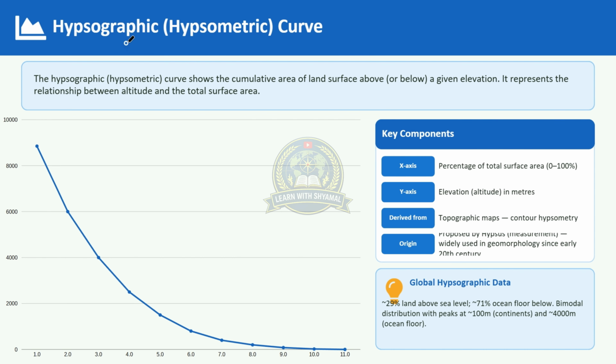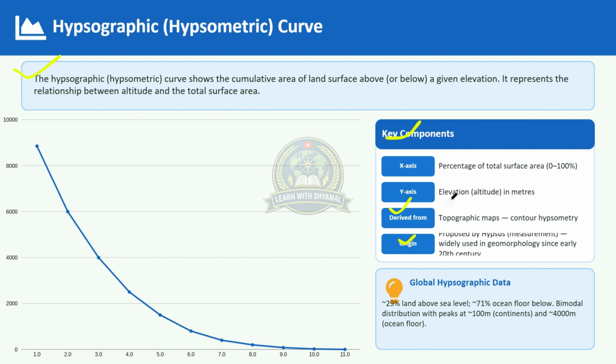Okay, then hypsographic curve, hypsometric curve. The hypsographic or hypsometric curve shows the cumulative area of land surface above or below a given elevation. It represents the relationship between altitude and the total surface area. Key components: x-axis percentage of total surface area, 0 to 100%. Y-axis elevation or altitude in meters, derived from topographic maps, contour hypsometry.